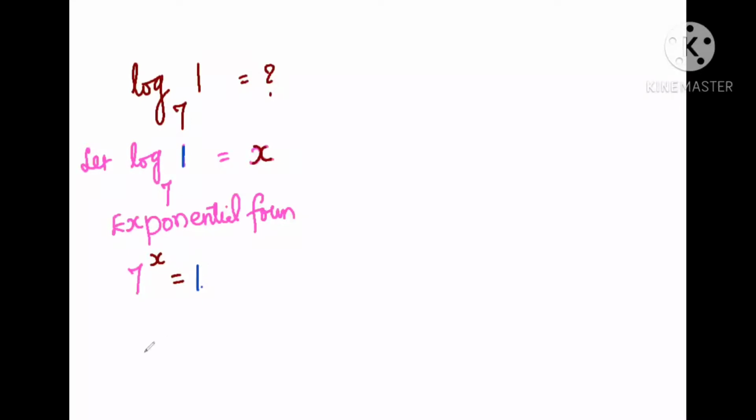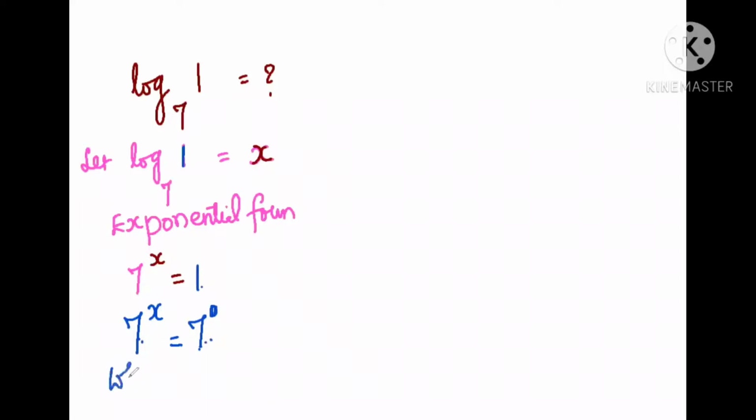So how to solve this? Let us think about it for just a minute. 7 power x is equal to 1, and 1 can be written as 7 power 0. Something to the power of 0 is equal to 1. For any number, if the exponent is 0, the value is 1. Therefore 1 can be written as 7 to the power of 0. Why are we writing 7 here? To make the bases equal. That's why we are writing 7.